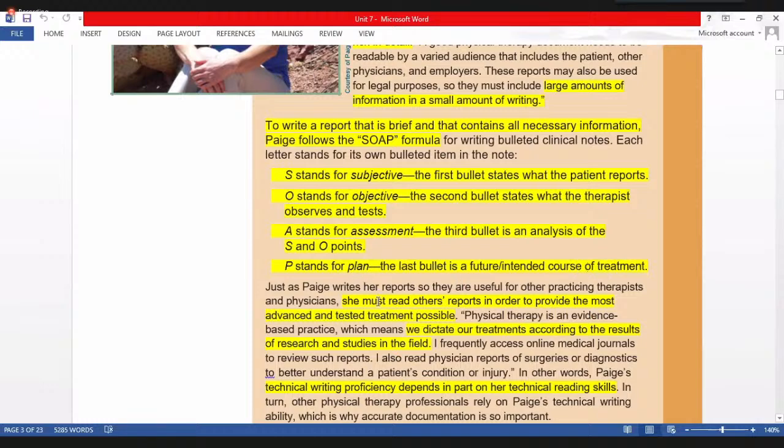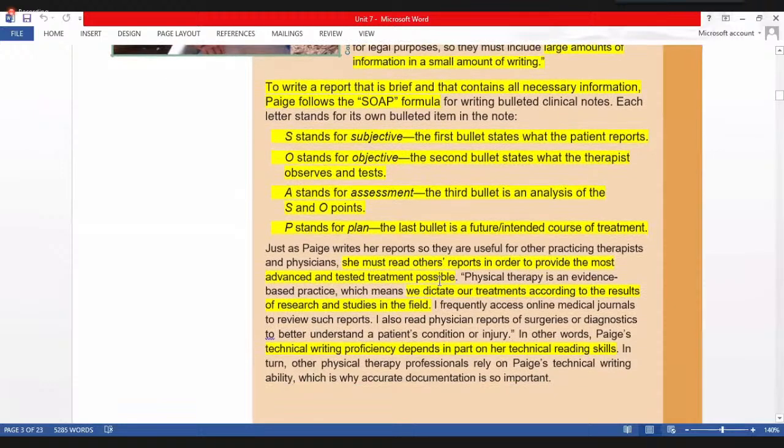Now here, she must read others' reports in order to provide the most advanced and trusted treatment possible. The doctor must read other reports. The doctor must read the blood report. The doctor must read the X-ray report. That is given. She must read others' reports in order to provide the most advanced and trusted treatment possible.